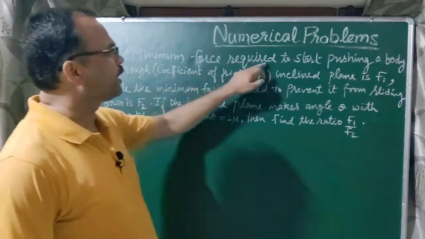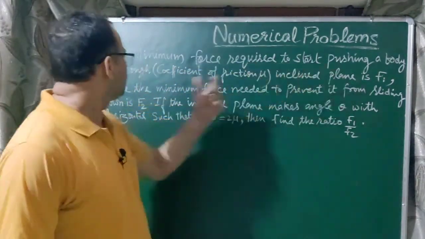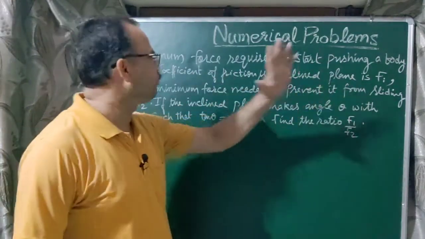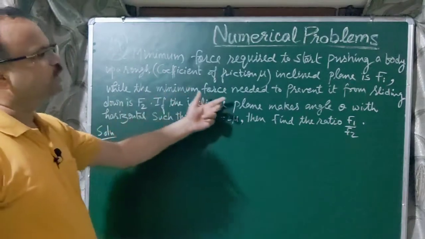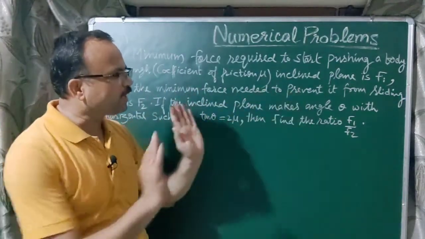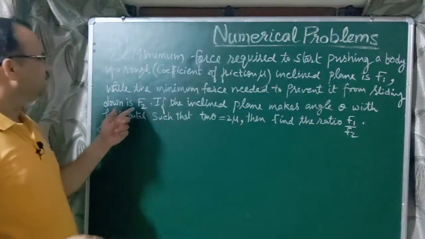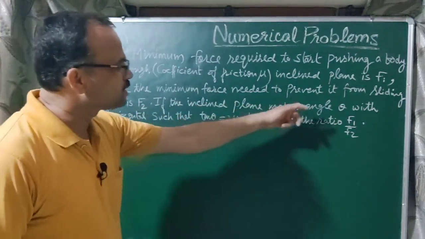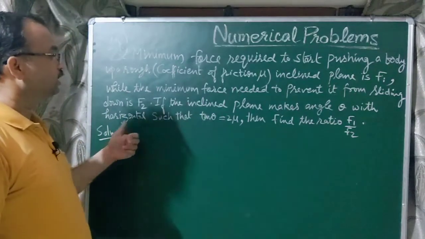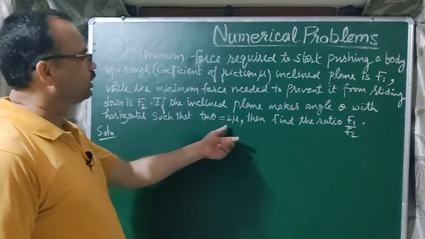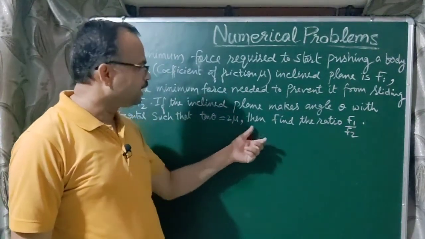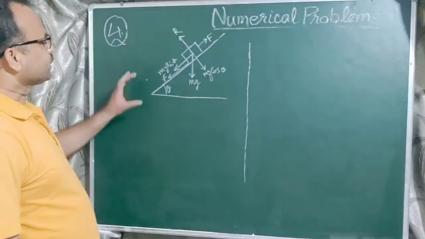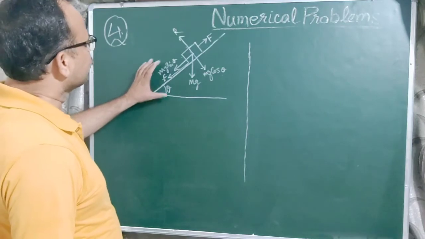The minimum force required to start pushing a body up a rough inclined plane is F1, while the minimum force needed to prevent it from sliding down is F2. If the inclined plane makes an angle theta with the horizontal such that tan theta equals twice mu, then find the ratio of F1 upon F2. So let us try to understand this problem through this figure.